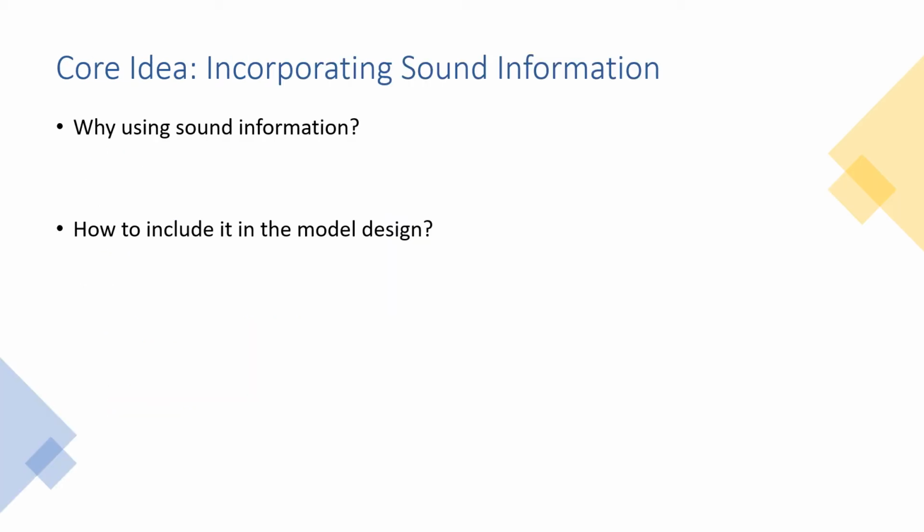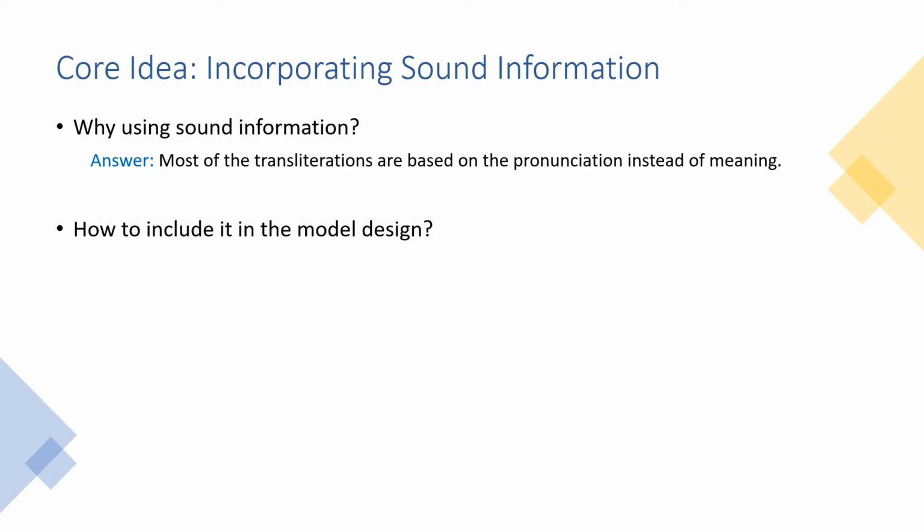The core idea of this paper is to incorporate sound information in the model design. Why is sound information important or helpful? There's actually an intuitive understanding that most of the transliterations are based on pronunciation instead of meaning. The Amy example we have shown before is a typical case where the target word pronunciation is very close to the source word pronunciation. So how could we include the sound information in the transliteration model?